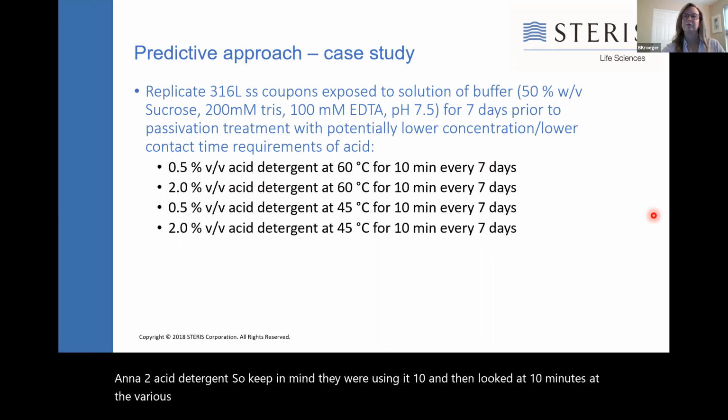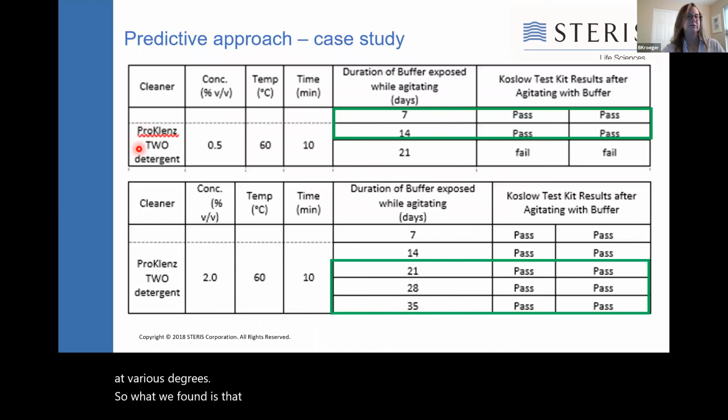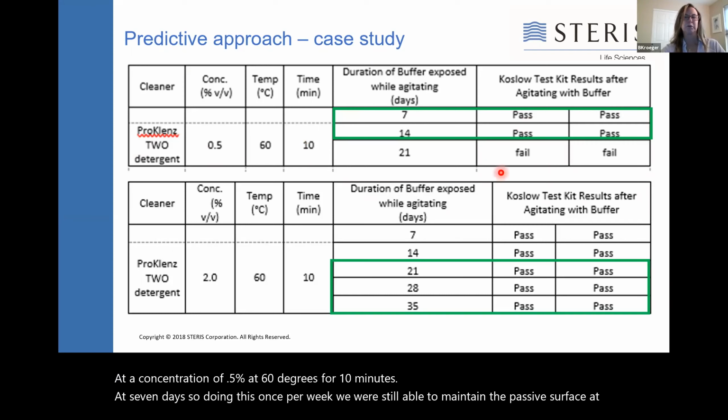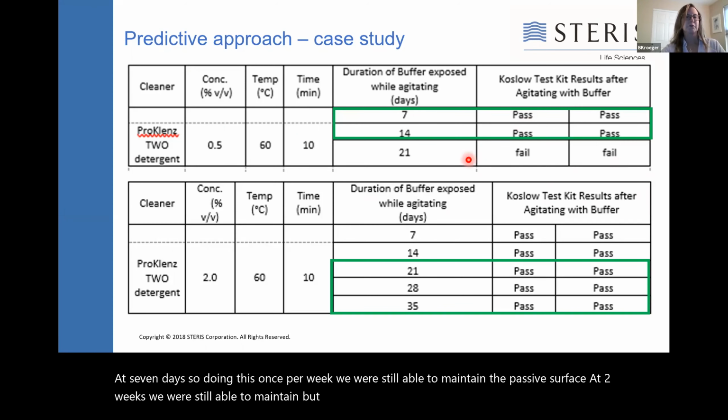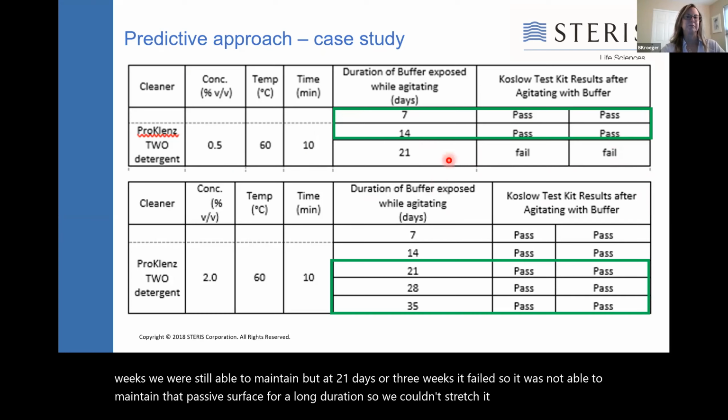So what we found is that looking at an acid detergent at a concentration of 0.5% at 60 degrees for 10 minutes, at 7 days, so doing this once per week, we were still able to maintain the passive surface. At 2 weeks, we were still able to maintain, but at 21 days or 3 weeks, it failed. So it was not able to maintain that passive surface for a long duration. We couldn't stretch it out to the 21 days.